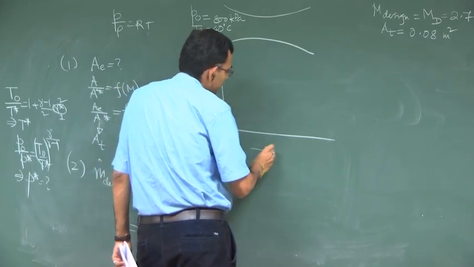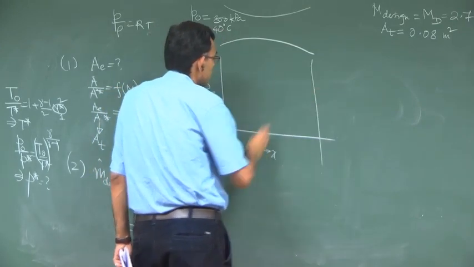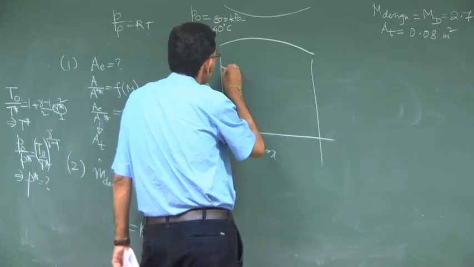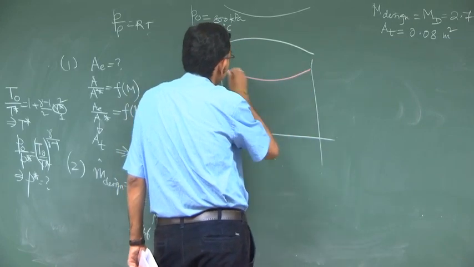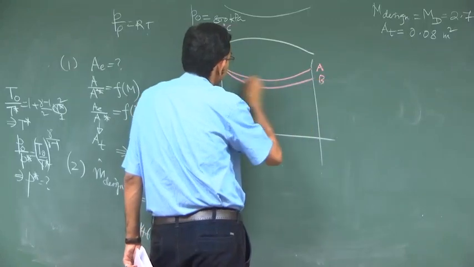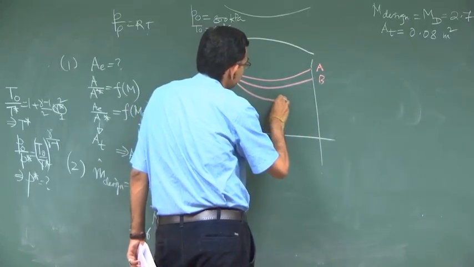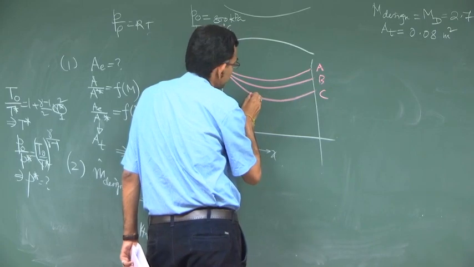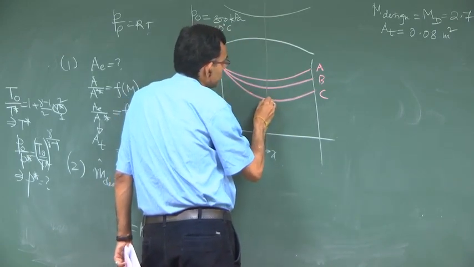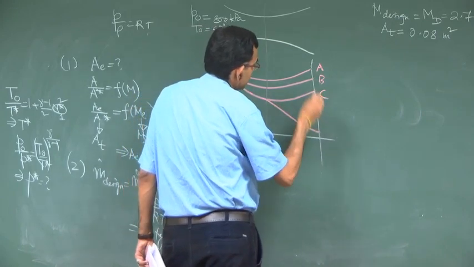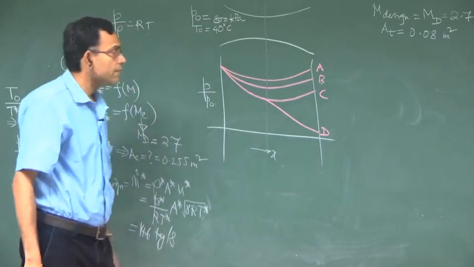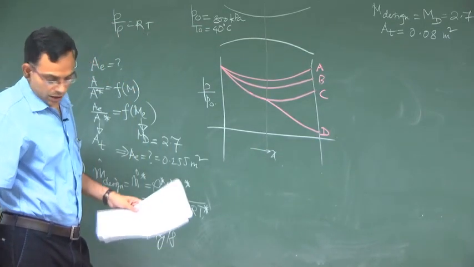For the subsequent parts of the problem, let us recall the various pressure profiles P by P naught as a function of x. So, you have one typical case, maybe two typical cases we had shown as A and B, then this is C. This is D.